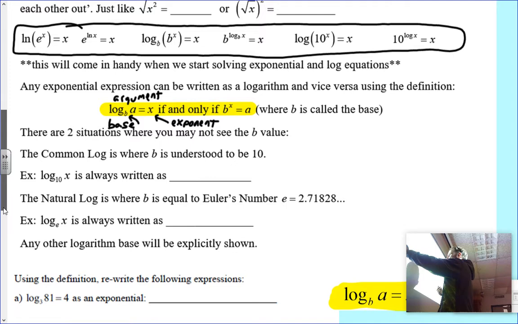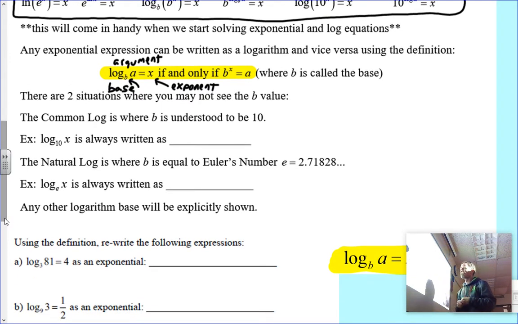Now, just a couple of side notes that deal with logarithms. Most of the time you're going to see a base written as that little subscript. Sometimes, though, you won't. There are 2 situations where you won't see the subscript written. The first one is called a common log. This is from back in the day. If the base is 10, you generally don't write it. So log base 10 of x would just be written as plain old log x, without the base. So if you don't see a base, it's automatically 10.